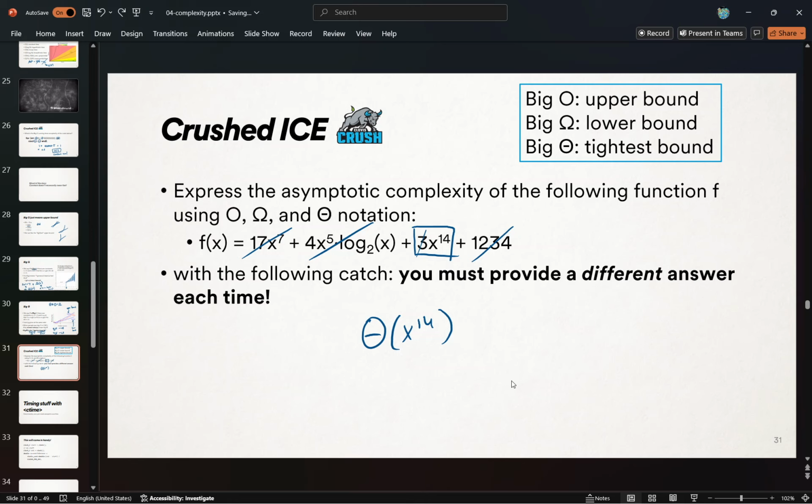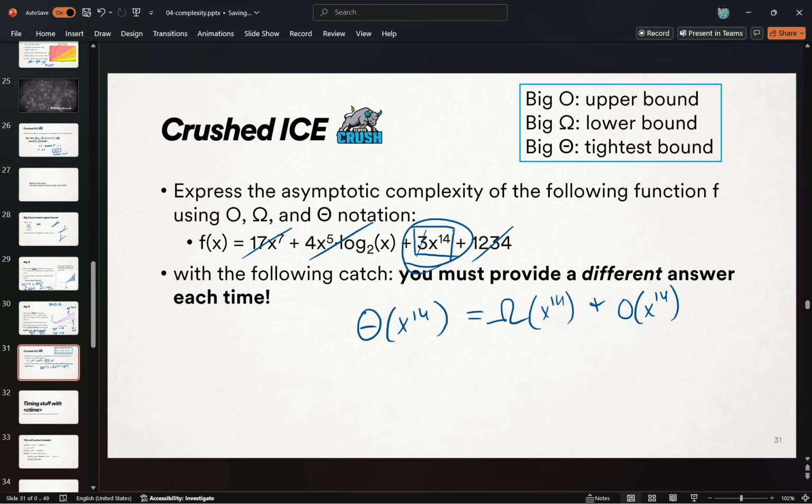Does that make sense to us? That's the only one that's going to sandwich it properly after a certain amount of time. And once you say that, big theta is defined in terms of the other two. So you know that it's also big omega of x to the 14. That's a lower bound, just use a small constant. It's also big O of x to the 14. Use a bigger constant.